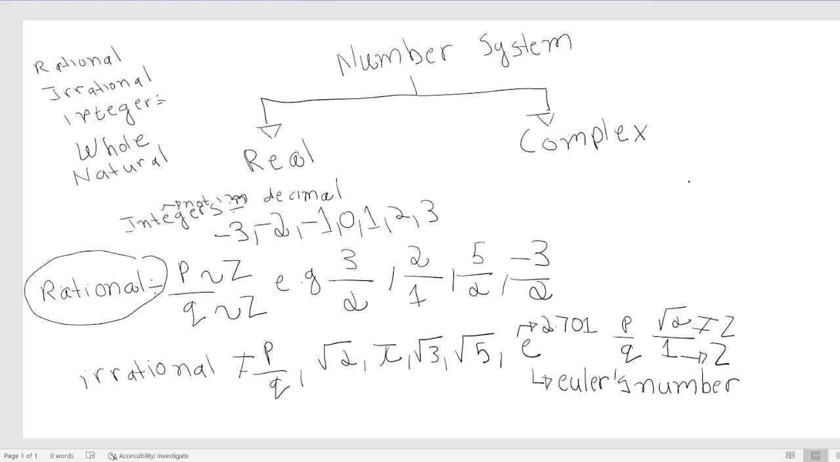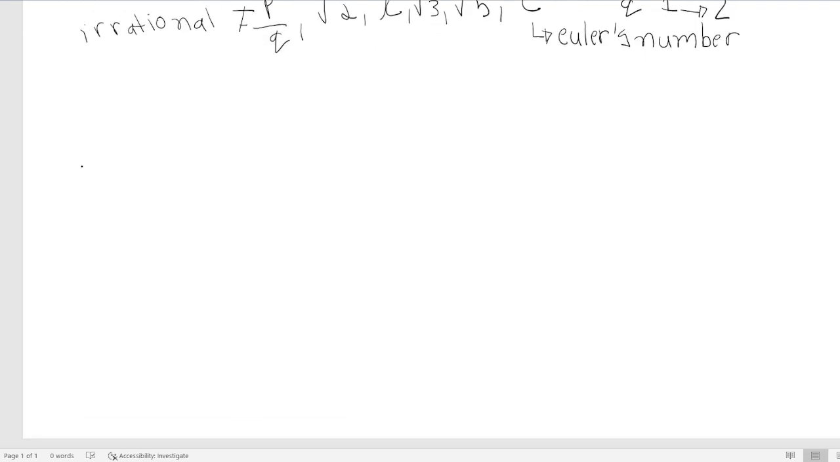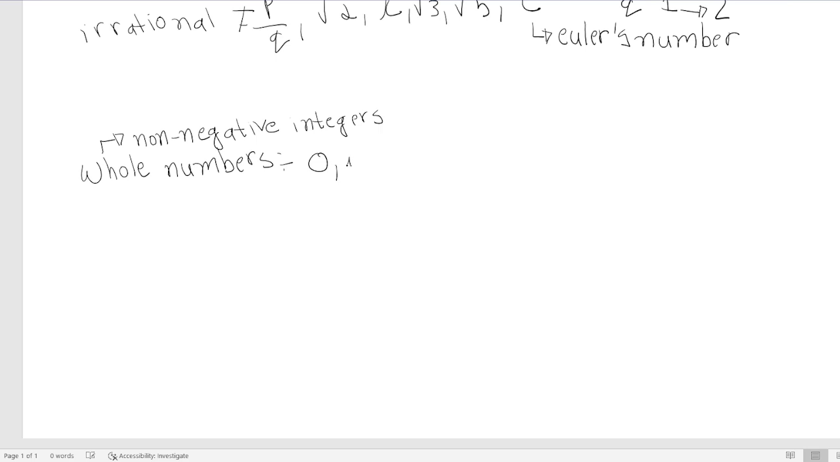So now we're going to talk about whole numbers. Now whole numbers are basically non-negative integers. Now why am I using the word non-negative? Because whole numbers have 0, and you have to remember that 0 is neither positive nor negative. So that is the reason why I've used the word non-negative integers, and not only positive integers.